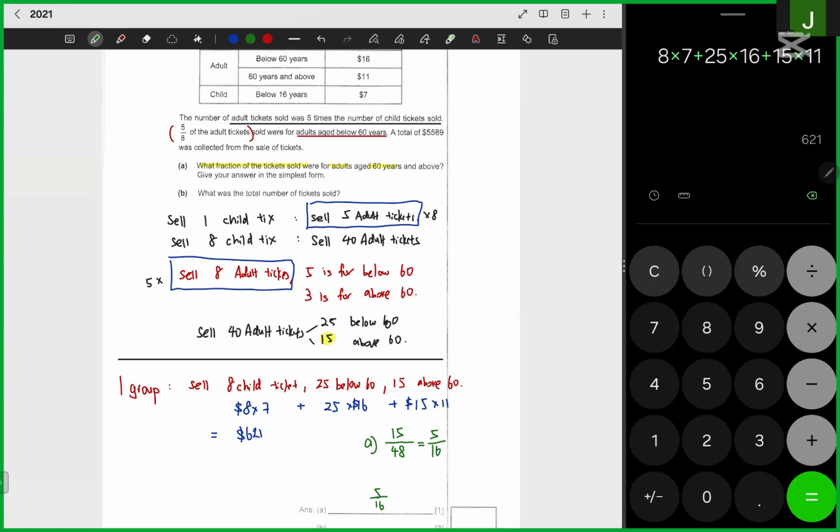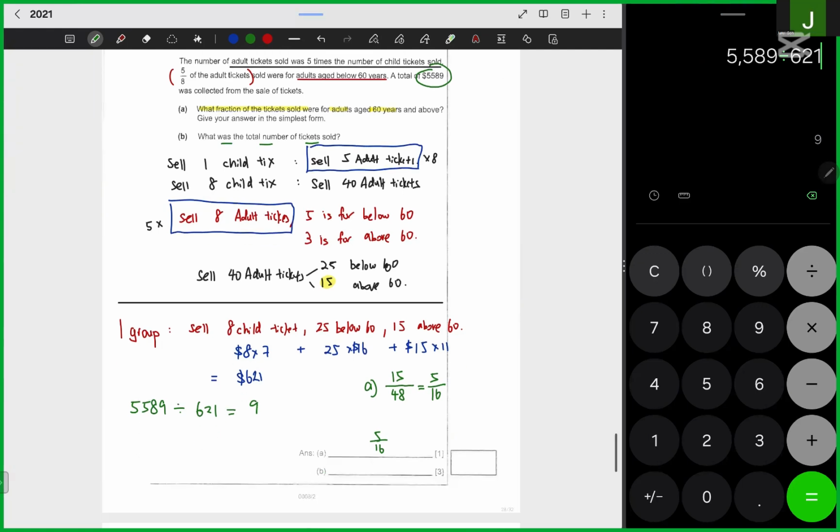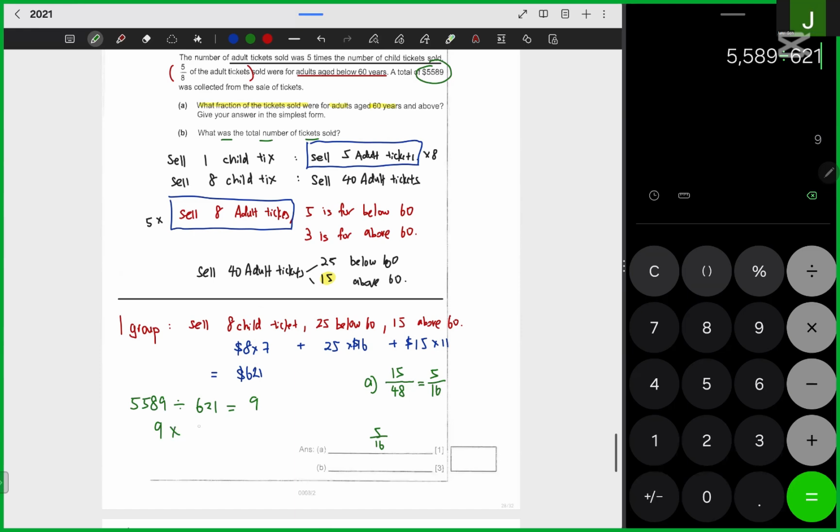Anyways, continuing. What was the total number of tickets sold? We collected 5589. So 5589 is how many 621s? So 5589 divided by 621 is equal to 9. 9 groups. So one group is 48 tickets. So 9 times 48 is 432 tickets in total.